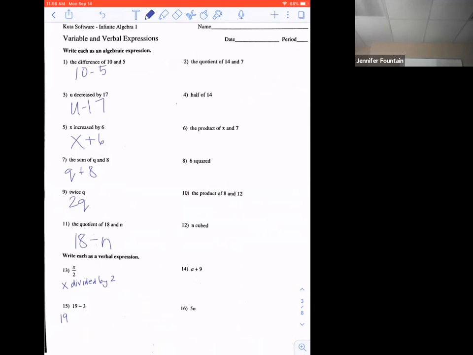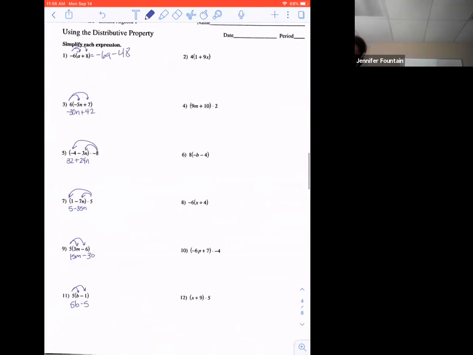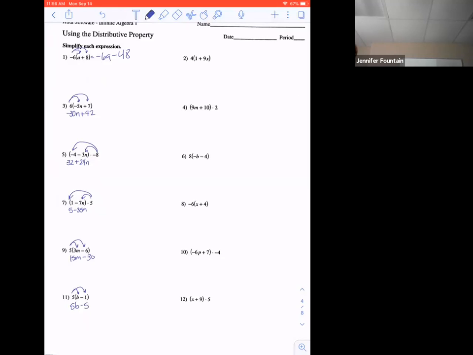Look at the next page. Let's do 2 through 12 evens are homework. 14 and 16 are bonus. Next page, distributive property. 2, 4, 6, and 8 are homework. 10 and 12 are bonus.